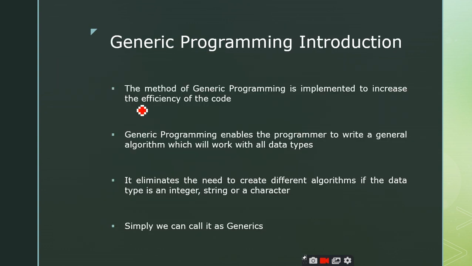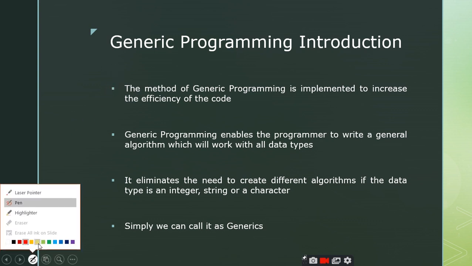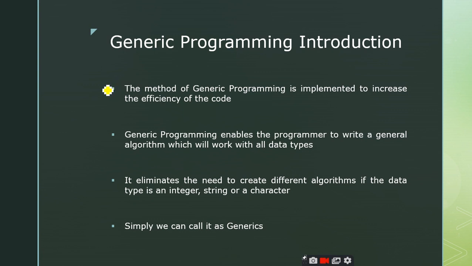So this is all about the generic programming introduction, and what generic programming is saying is that the method of generic programming is implemented to increase the efficiency of the code, right? Generic programming enables the programmer to write a generalized algorithm. That's why we are calling it a generic program, right? So the programmer is able to write a general algorithm which will work for all the data types. Whatever data type you take, that will work for this generalized algorithm, right?